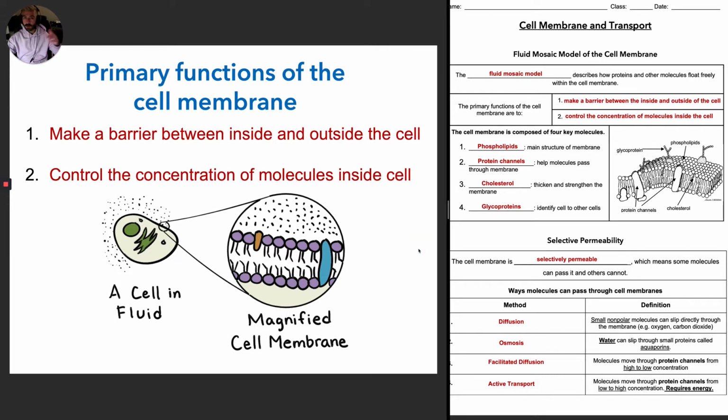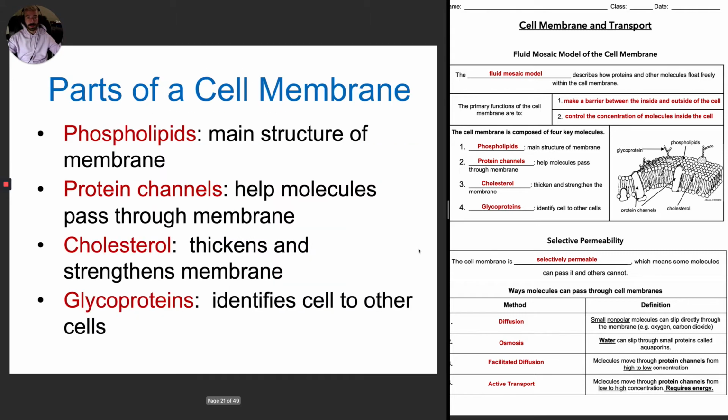So let's talk about what the heck is in the membrane. There's four main parts that we're going to talk about as far as what is in the cell membrane. The first are phospholipids, which we've talked about already. So these are the things that have a polar head and a nonpolar tail. They arrange themselves so the polar hydrophilic portion is on the top and bottom facing water.